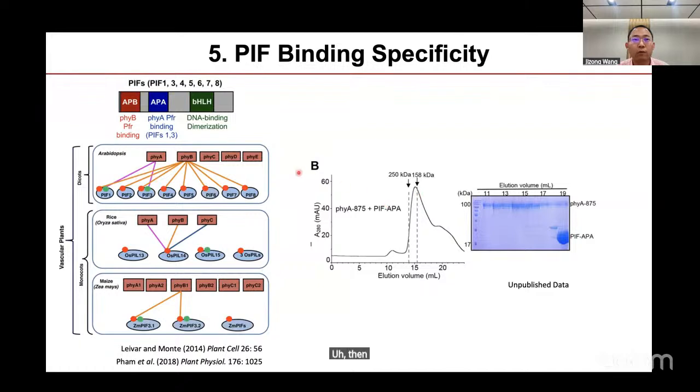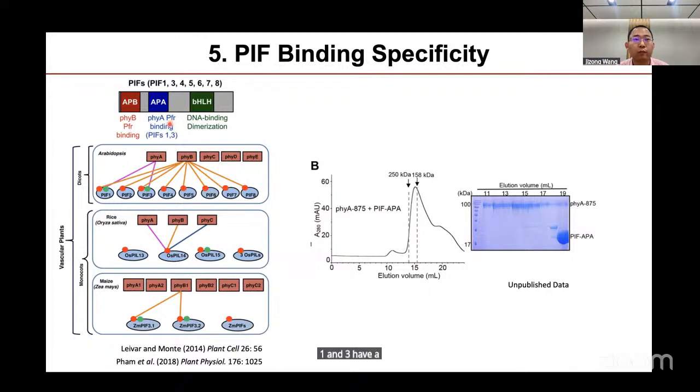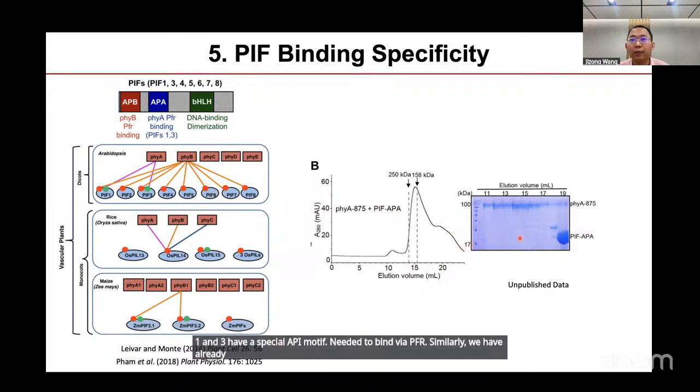Then let's talk about the PIF binding specificity. All six PIF members in Arabidopsis can bind phyB Pfr through the APB motif, but only PIF1 and PIF3 have a special APA motif needed to bind phyA Pfr. Similarly, we have already obtained the PIF APA segment bound phyA Pfr protein complex and are currently working to determine its structure.